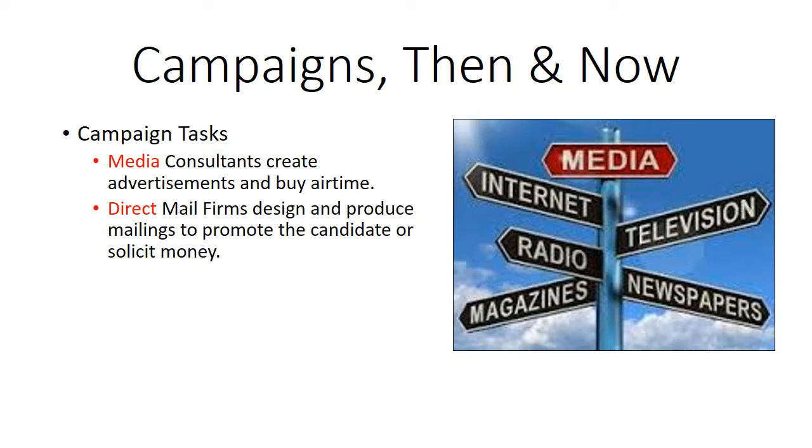All right. So, campaign tasks. When we look at then and now, we have media consultants and direct mail firms. Consultants create advertisements and buy airtime. So, obviously, as mass media has become more important, this has really made a big change from original to later. The big difference is what's really surprising when we look at when television came out. Your average running campaign clip was roughly a minute to a minute and a half, whereas today they're just simply blurbs of about 8 seconds.